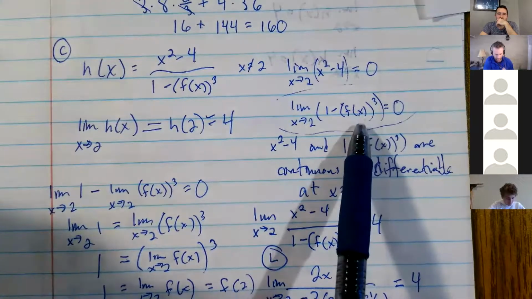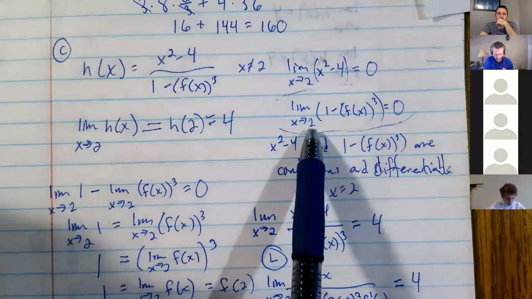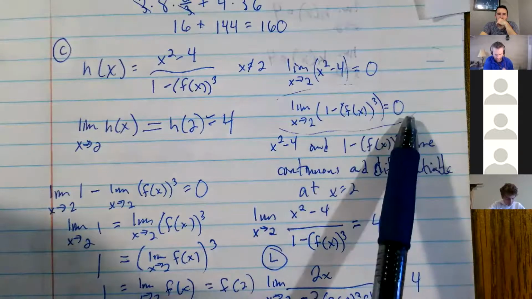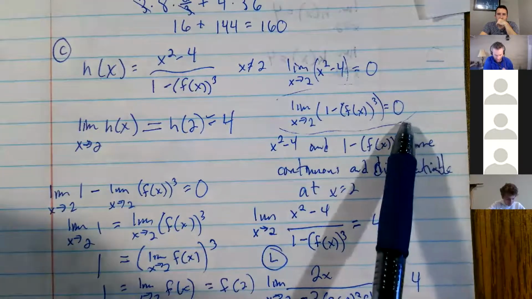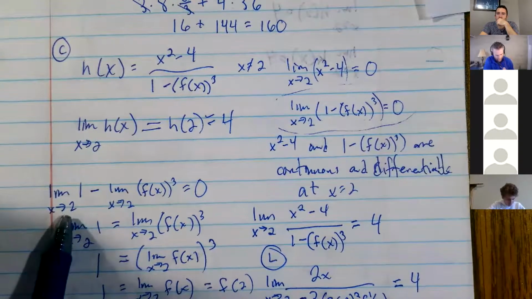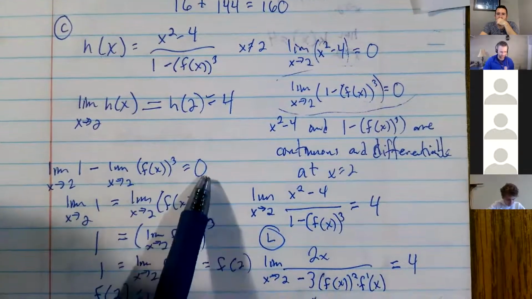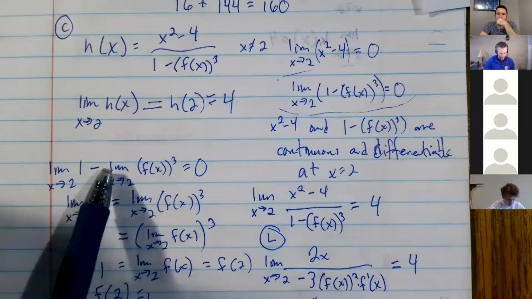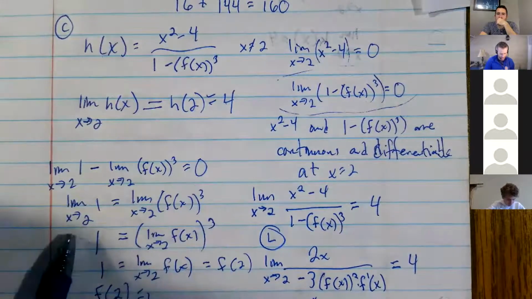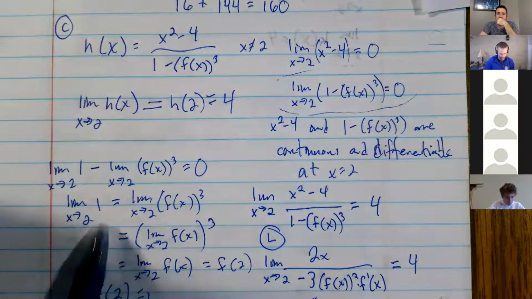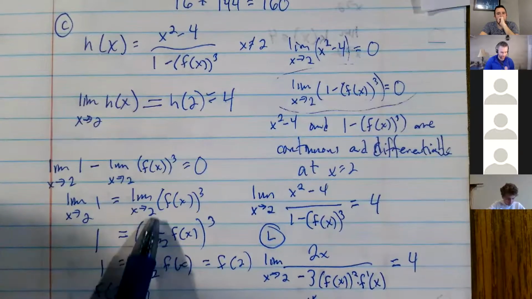So you can say that since the limit as x approaches 2 of 1 minus f of x cubed equals 0, that tells you that the limit as x approaches 2 of 1 minus the limit as x approaches 2 of f of x cubed equals 0. And then you could add that over, and say that the limit as x approaches 2 of 1, which is just 1, is equal to the limit as x approaches 2 of f cubed.